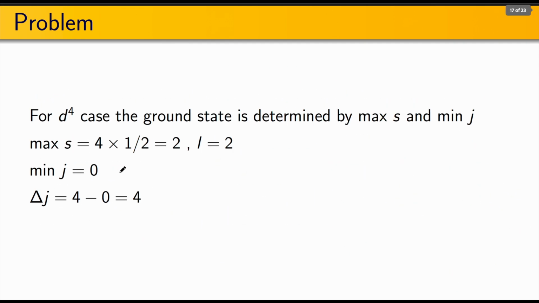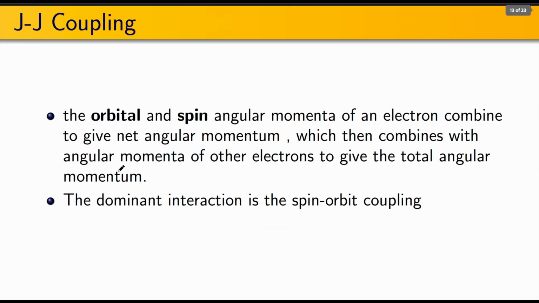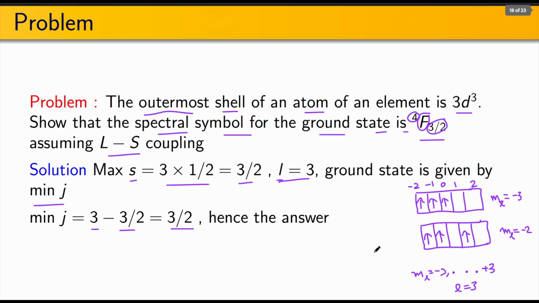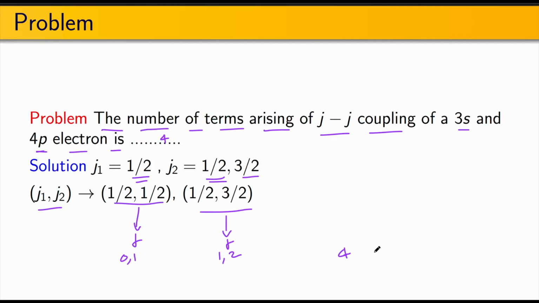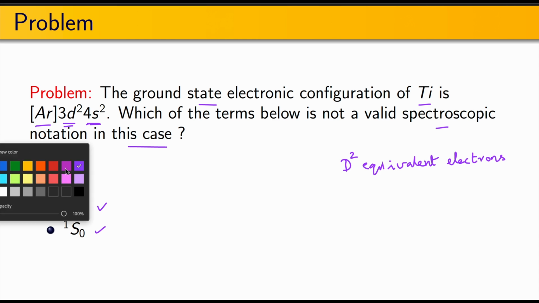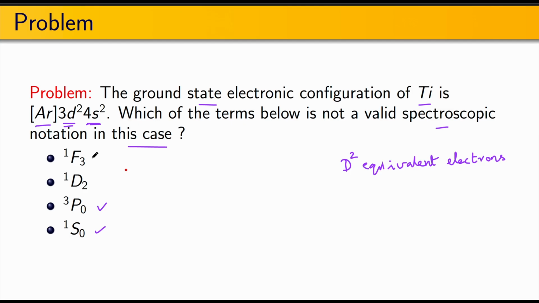1D2 is also there, but 1F3 is not there. You see F is not there. So which of the terms below is not a valid spectroscopic notation? The answer will be this one. This is not a valid spectroscopic notation.